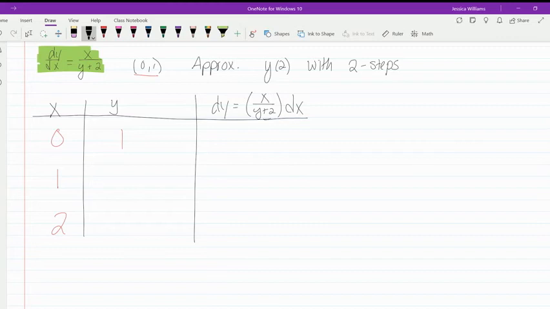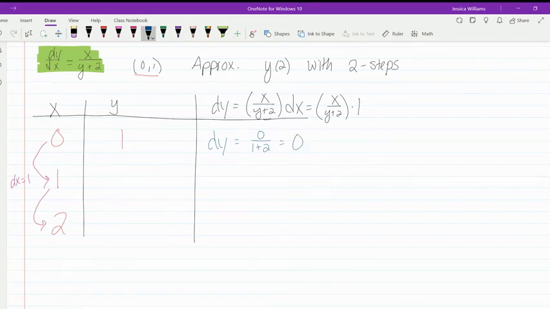Remembering what dx stands for, it stands for change in x. For this problem, if I'm going from 0 to 1 to 2, then dx is 1. So I'm going to fill in this column using x over y plus 2. I'm going to write times 1 so you know it doesn't just disappear, but dx is 1 for this problem. It's not always 1. So now I work my way across. When I'm at the point (0, 1), the change in y, dy, is x, which is 0, over y, which is 1, plus 2, times 1, so 0 over 3 is 0.